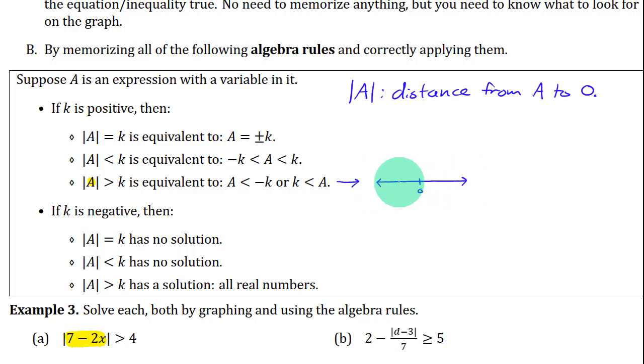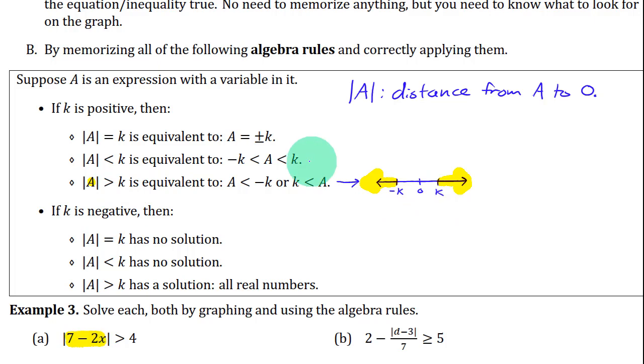This one would look like, if 0 is here and negative k is over here, then where could a be? A could be over on this side out here, or a could be beyond k on the positive side. All of that is where a could be, because what this is saying is the distance from a to 0 is greater than k, so we could go there either way.